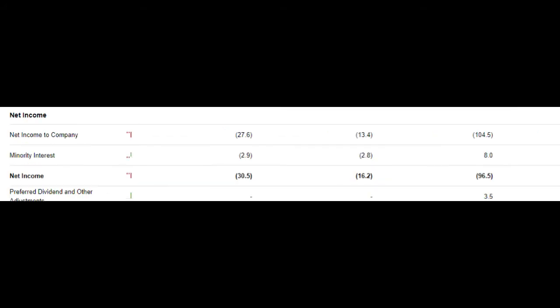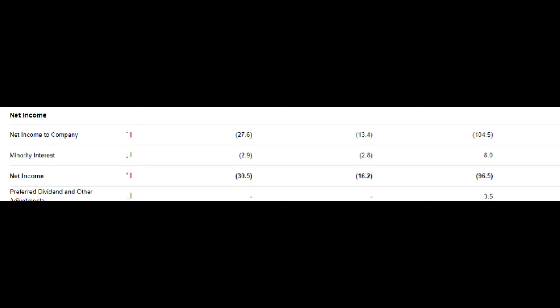If we look at their bottom line, the company is losing money. In 2018, they were losing $30.5 million per year from their profits. And in 2019, they lost 16 million. And in 2021, they're losing $96.5 million. So this is not a profitable business.